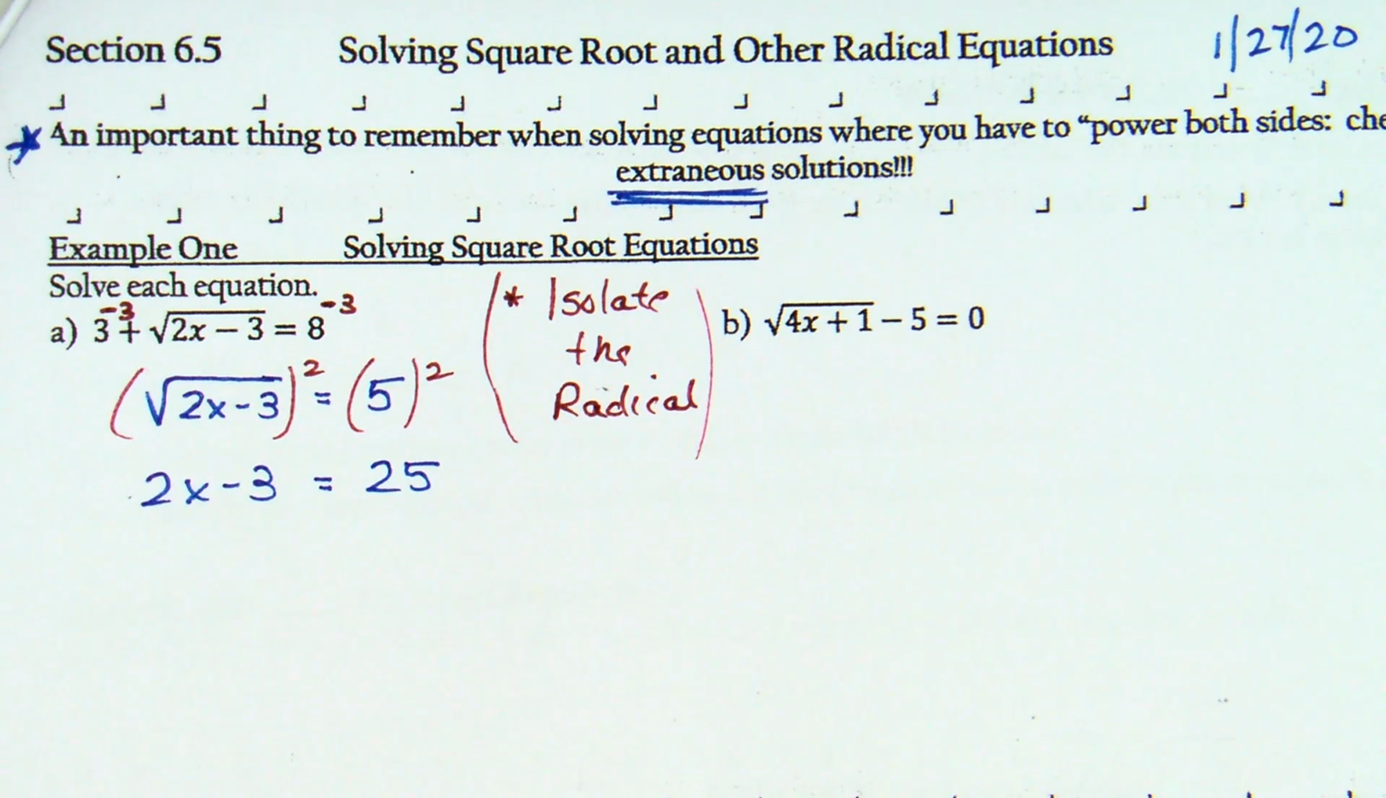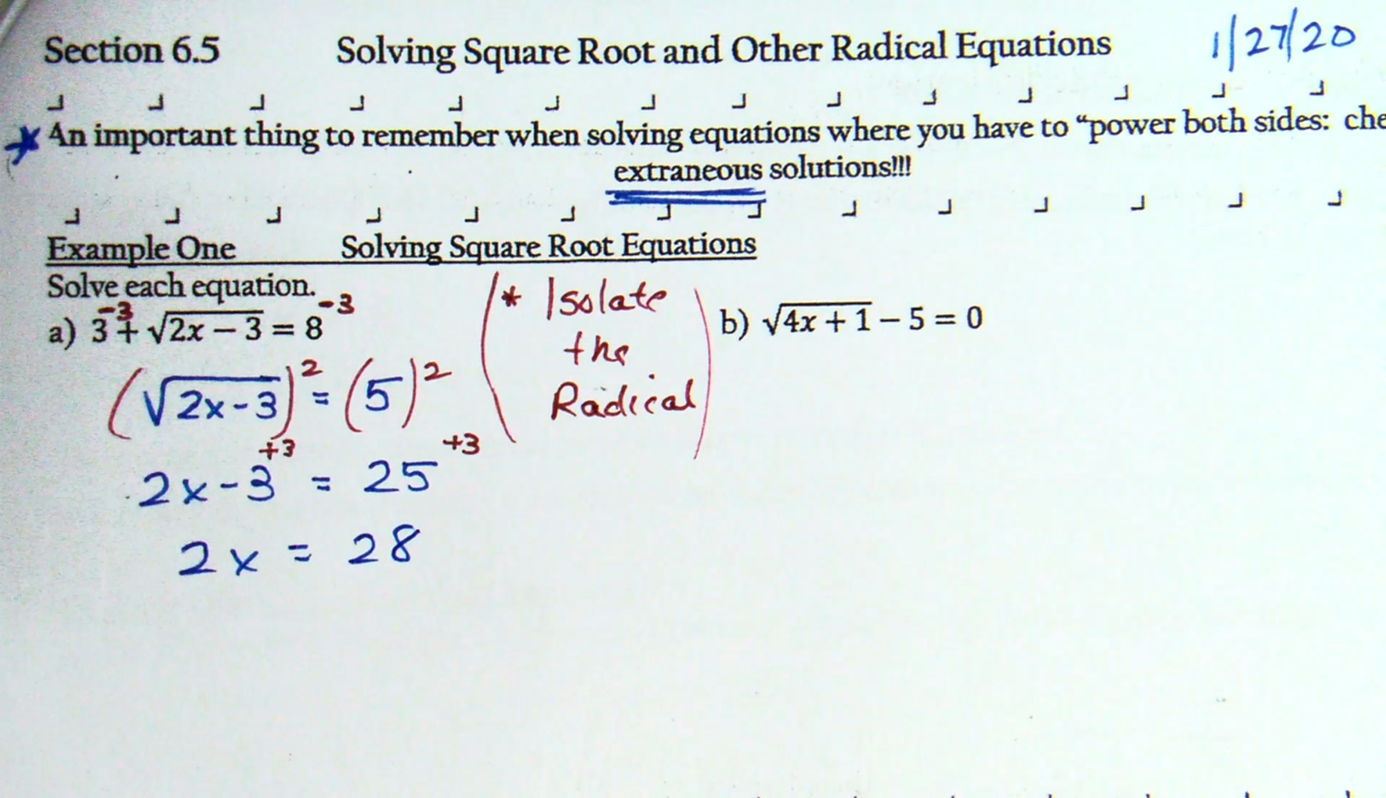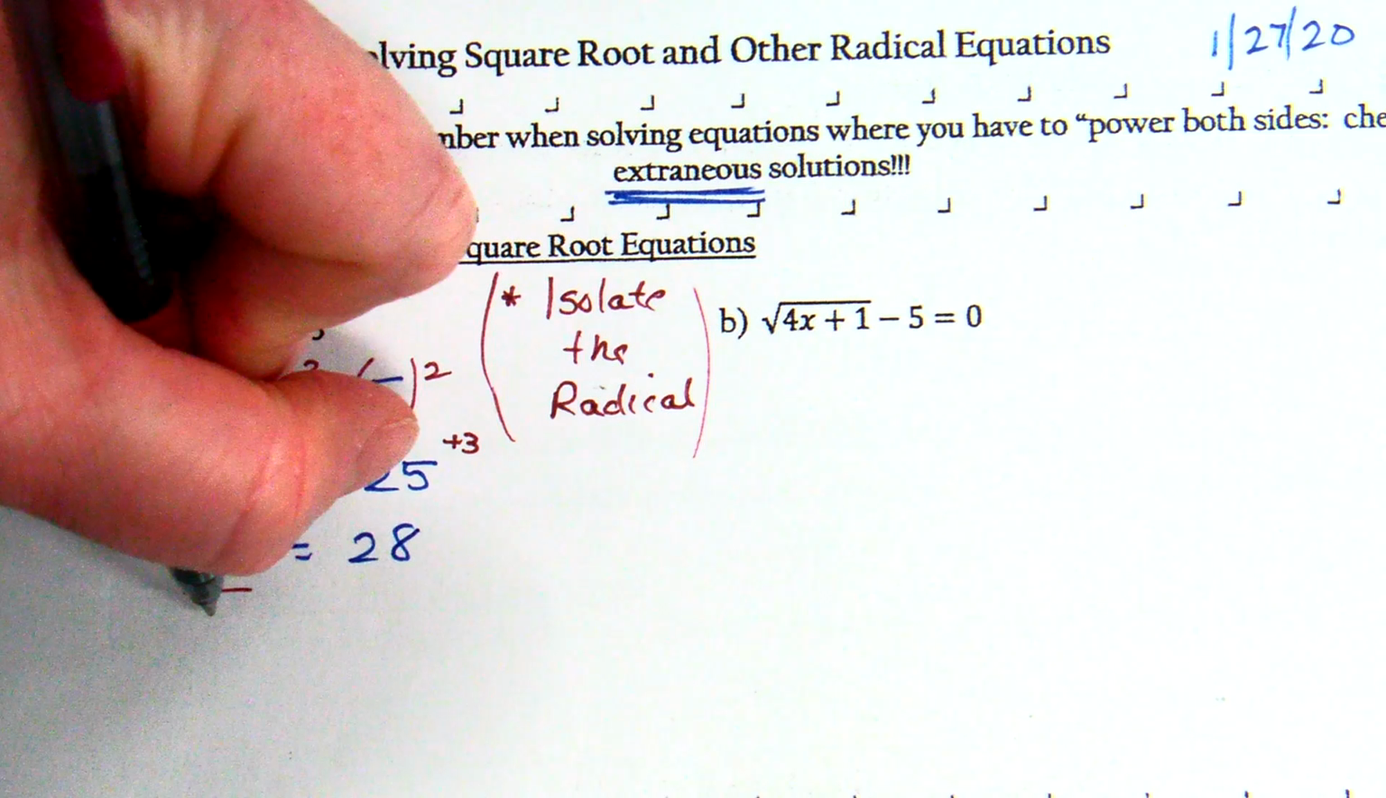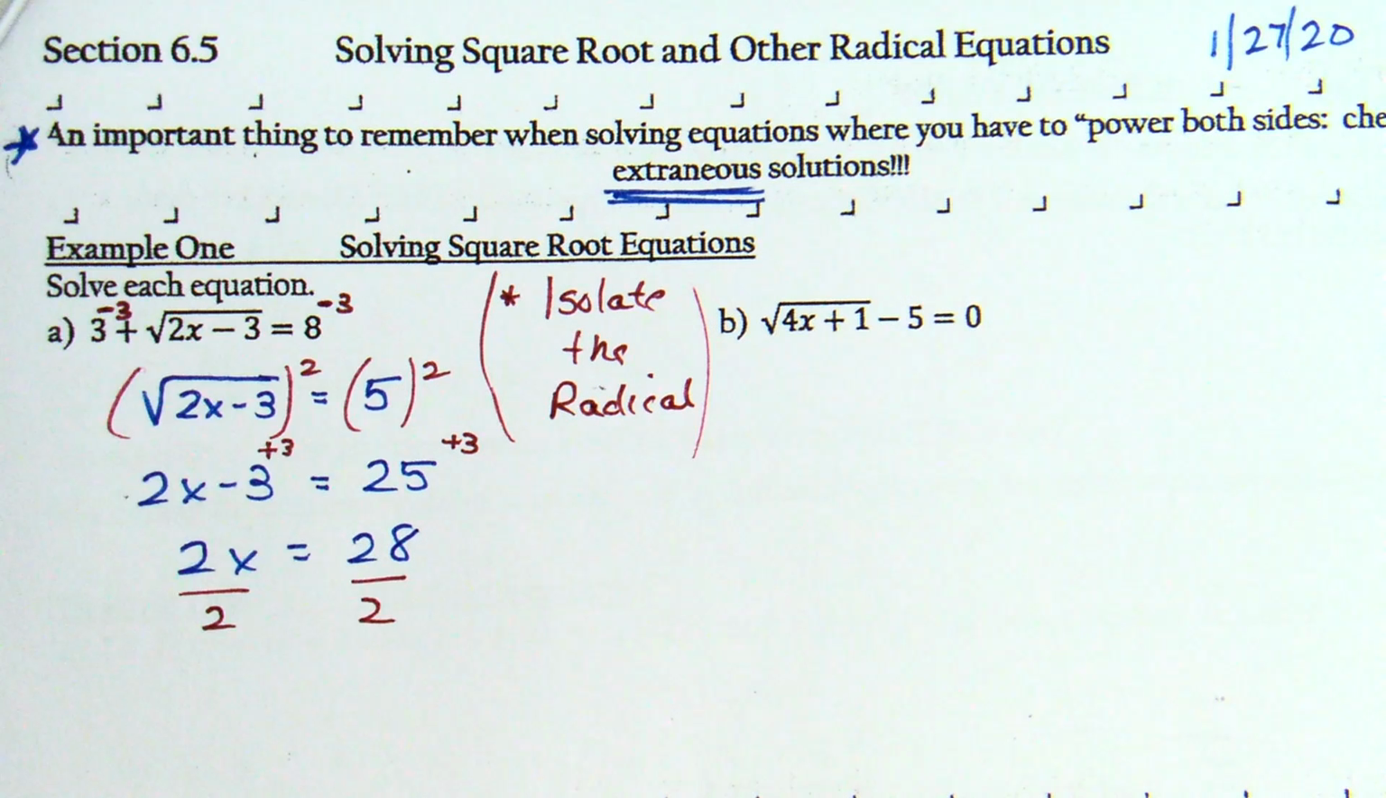Now, from here, it's a 6th or 7th grade equation to solve. If 2x minus 3 equals 25, we add 3. Then we have 2x equals 28. And then my job is to divide by 2, and so x is 14.